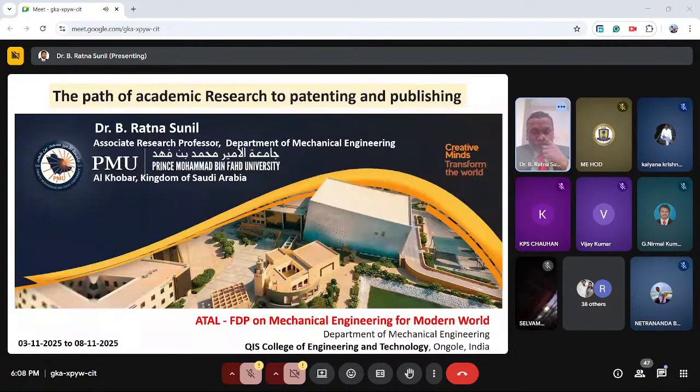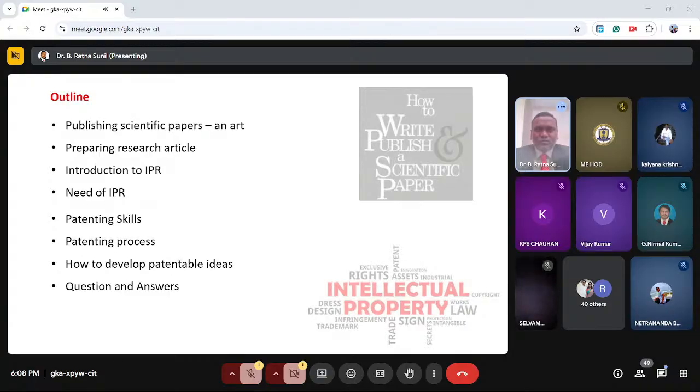So the title of the talk is The Path of Academic Research to Patenting and Publishing. As introduced, my background is mechanical engineering. However, I worked more on materials engineering and especially biomedical engineering. Today, I would like to present briefly about two important specific topics that every academician, particularly working in the field of engineering and other allied courses, should know: publications and patenting.